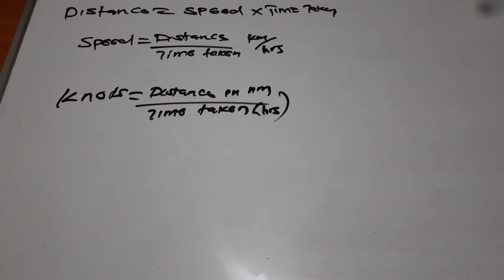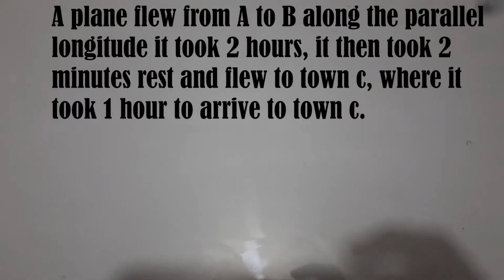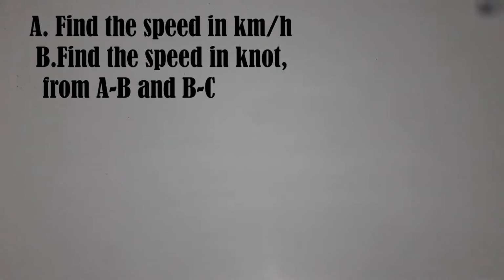So to begin with, you're going to start with this example: a plane flew from A to B along the parallel of latitude and took 2 hours. It then took a 2-minute rest and flew to town C, where it took 1 hour to arrive. The question says: A, find the speed in kilometers per hour, and B, find the speed in knots from A to B and from B to C. So there we have it.